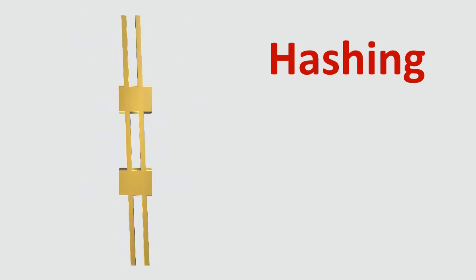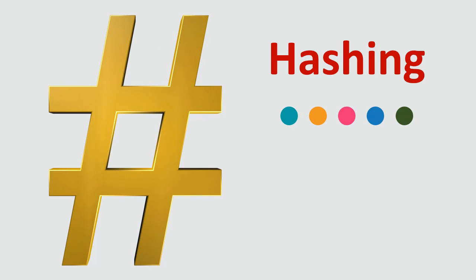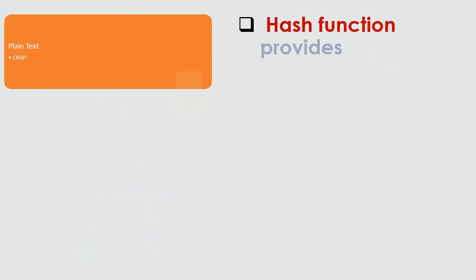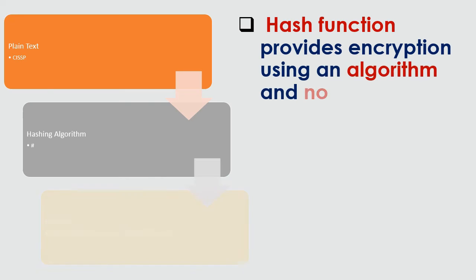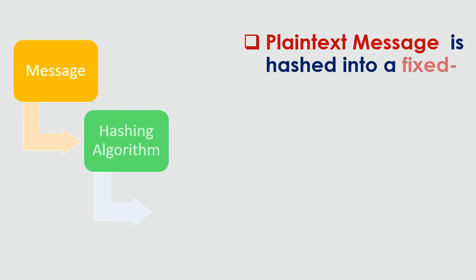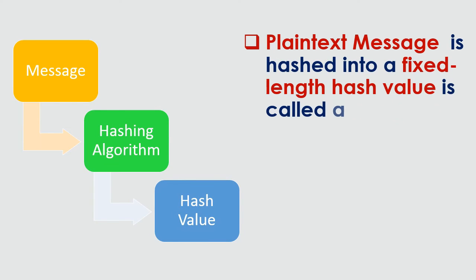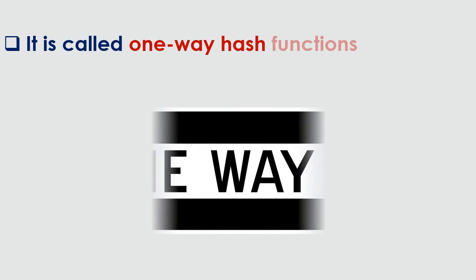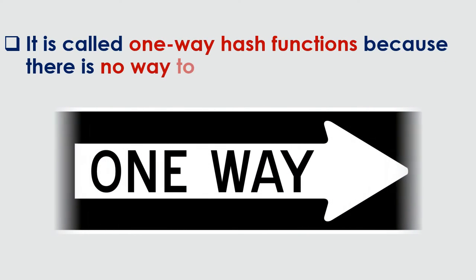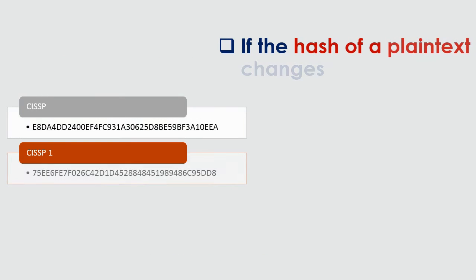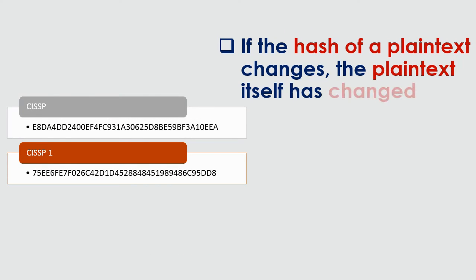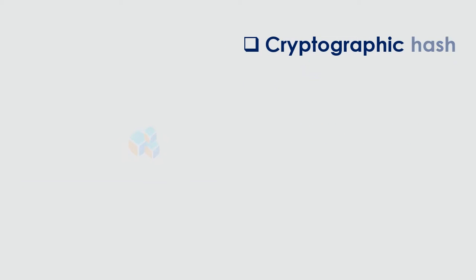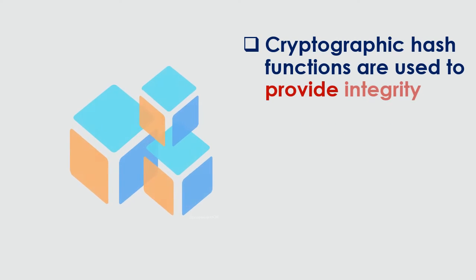Hashing. Hash function provides encryption using an algorithm and no key. Plaintext message is hashed into a fixed length hash value called a message digest or hash. It is called one-way hash function because there is no way to reverse the encryption. If the hash of a plaintext changes, the plaintext itself has changed. Cryptographic hash functions are used to provide integrity.